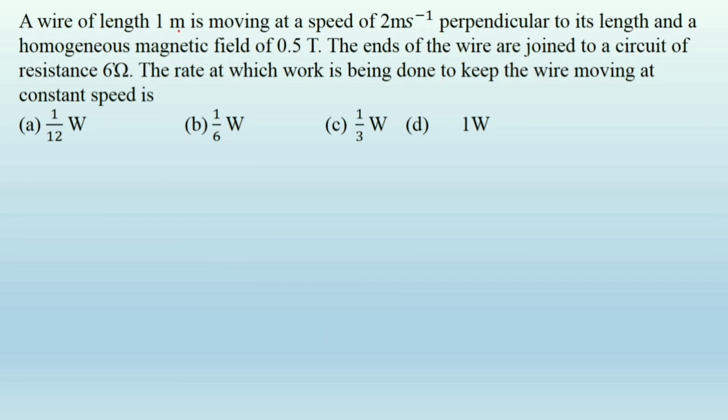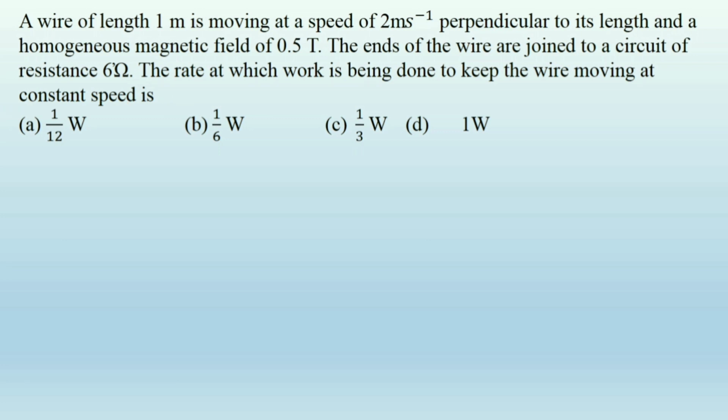A wire of length 1 meter is moving at a speed of 2 meter per second perpendicular to its length in a homogeneous magnetic field of 0.5 Tesla. The ends of the wire are joined to a circuit of resistance 6 ohm. The rate at which work is being done to keep the wire moving at a constant speed is.